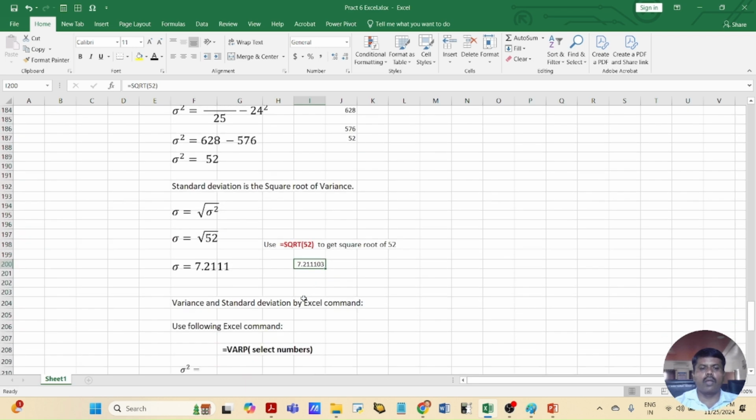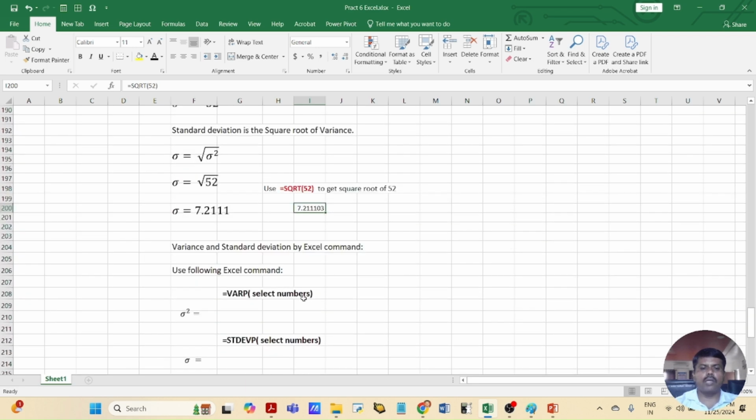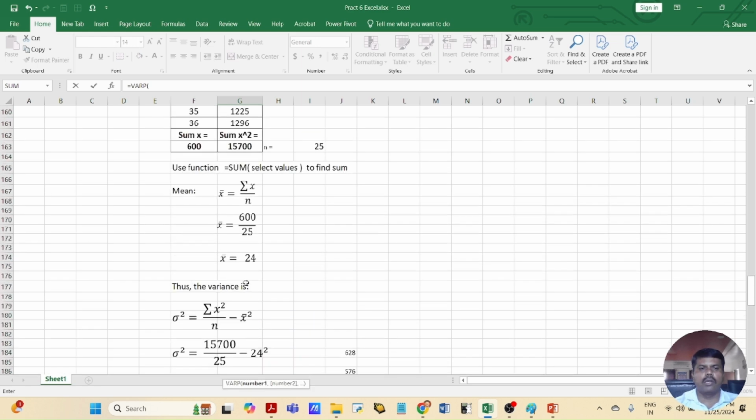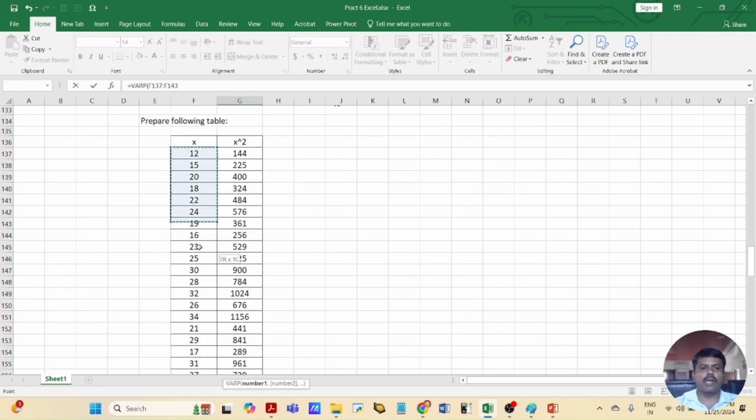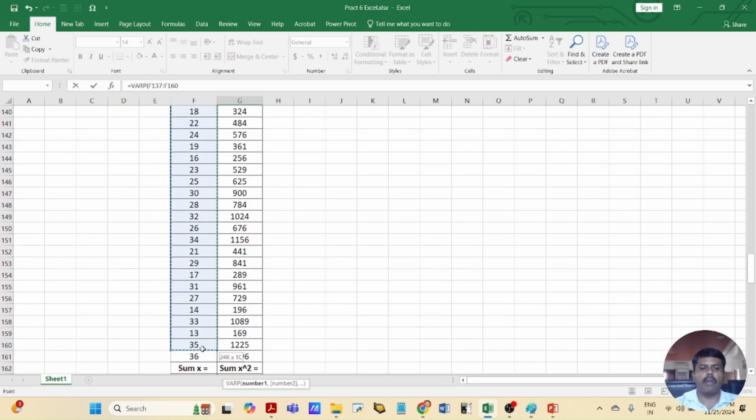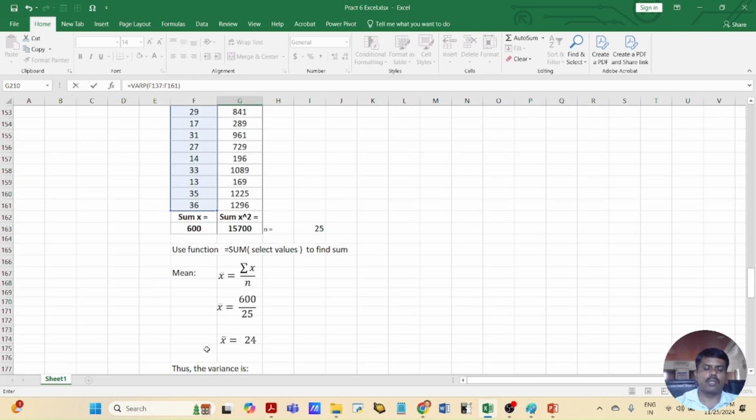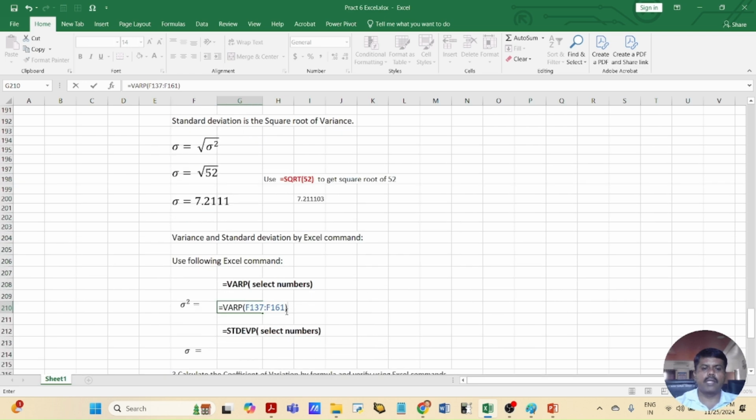Now we can find variance and standard deviation by using Excel commands. Press equal to VARP and select numbers. What are the numbers here? Numbers under the X column. Keep in mind, we don't have to select the label. We just have to select only numbers and then press enter.